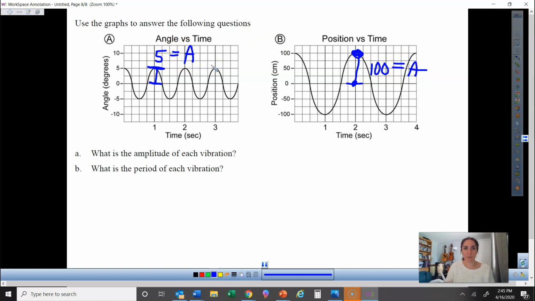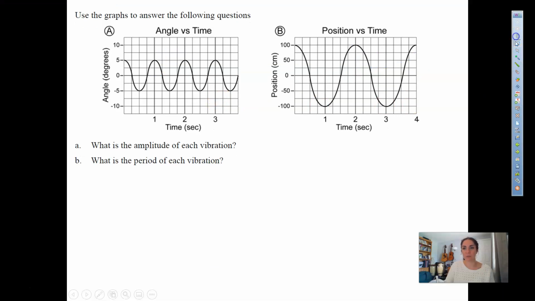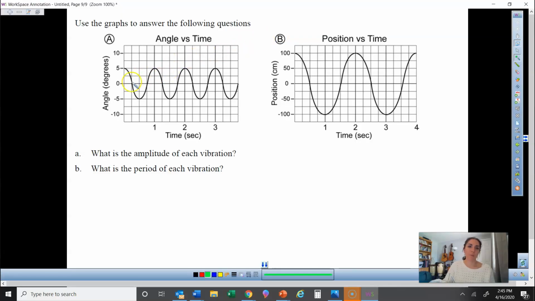How convenient, right? What's the period of each? Okay, for the period, I have to figure out a full cycle. It actually doesn't matter where I start for this. Actually, I'm going to clear the screen just so I can have a clean screen. But in this case, it's helpful to start at 0, because then I go from 0 to whatever time. So one full wave is from here to here. The period of wave A is 1 second.